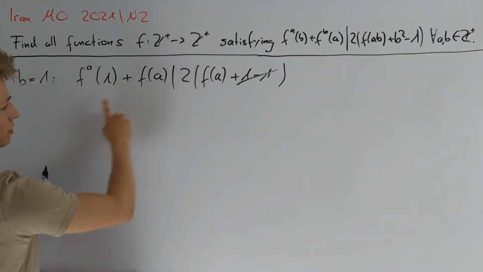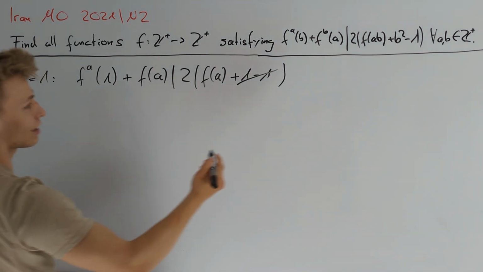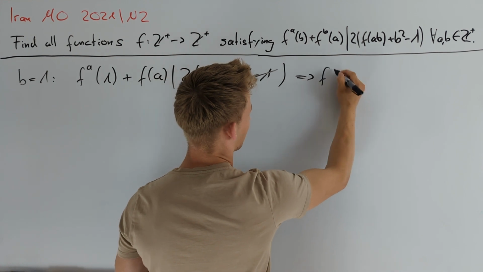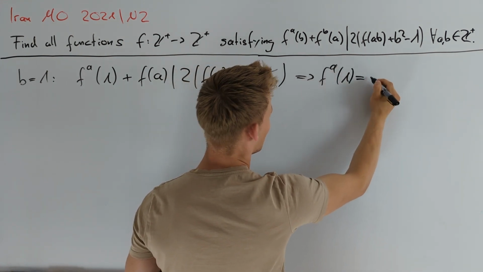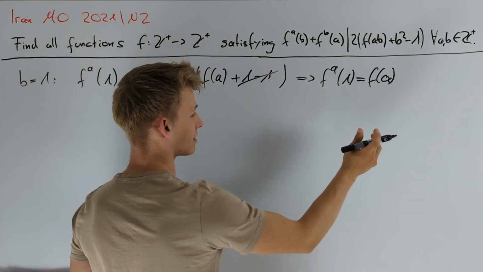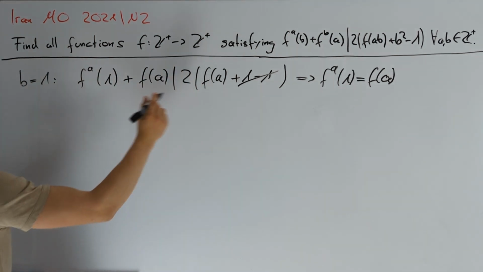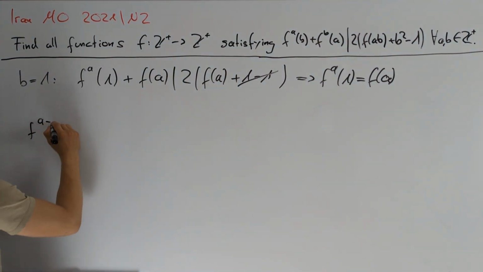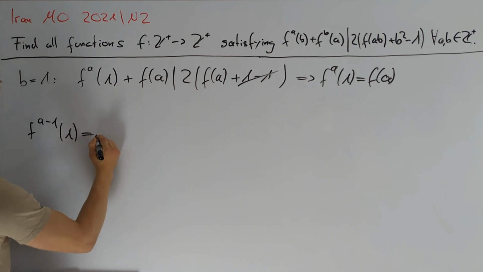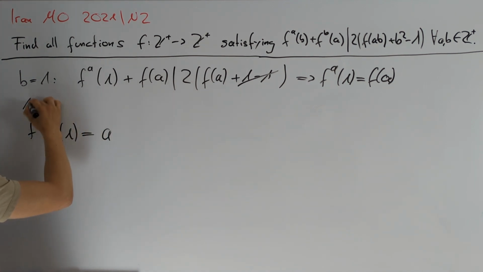And since all of these numbers here are positive integers, this directly implies that f to the power of a of 1 must be equal to f of a. It would be nice if f is injective, because then this would give us that f to the power of a minus 1 of 1 is equal to a. So let's consider this as our first case.